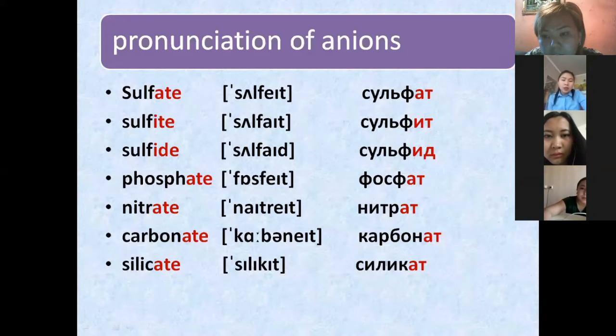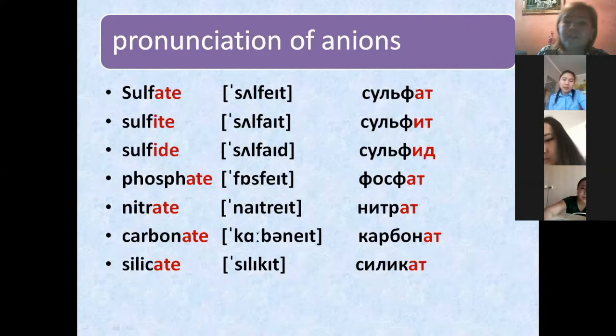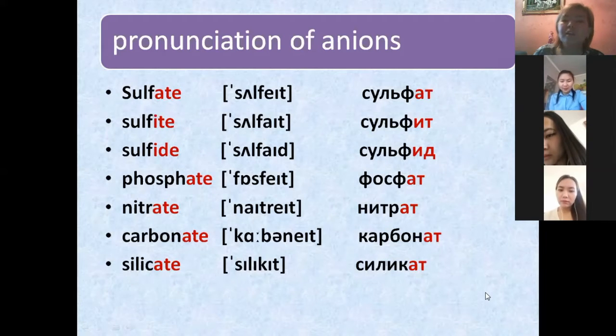Sulfate, sulfate, phosphate, nitrate, carbonate, silicate. Not nitrate, nitrate. Nitrate. And last, silicate.